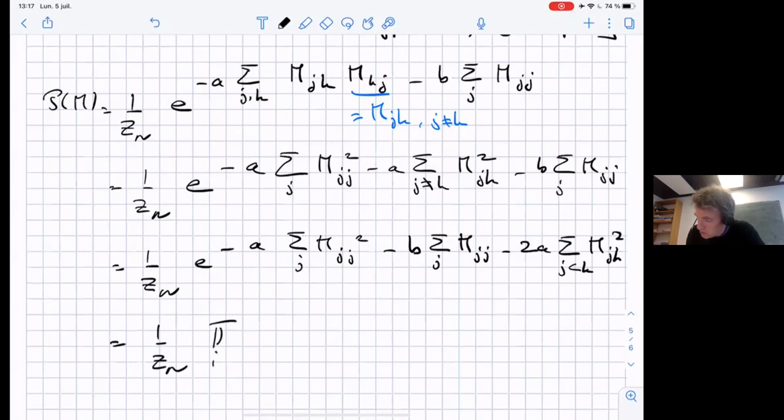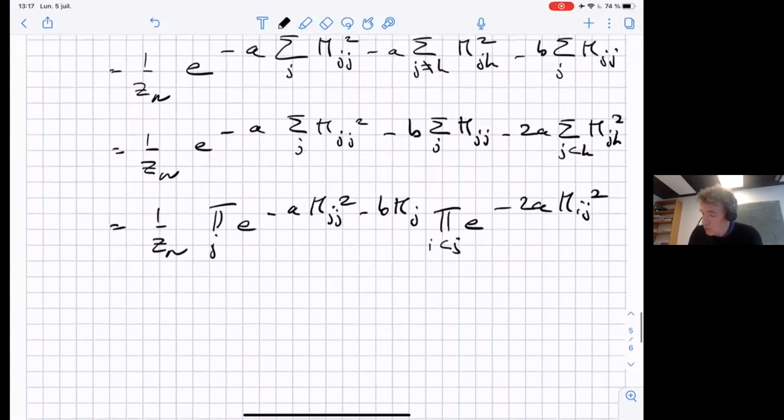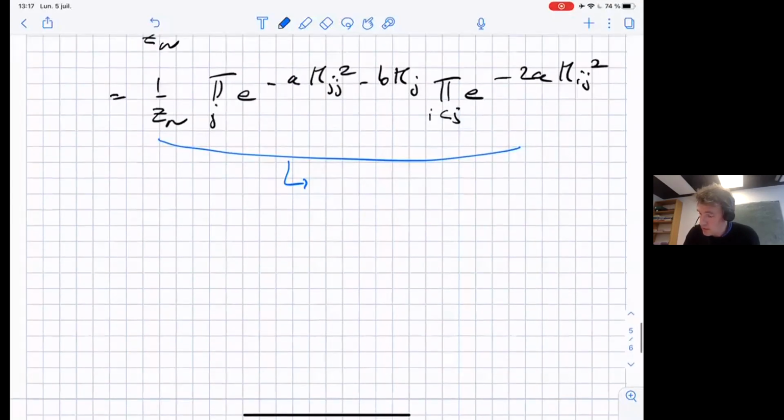Okay, and indeed now at the end of the day, you can still write it exactly as a Wigner matrix should look like, because that will be exponential of minus a M_jj squared, and then I will have indeed the product over j less than k of exponential of minus 2a M_jk squared. And this is exactly of the Wigner form. So that tells you that this matrix indeed belongs to A.